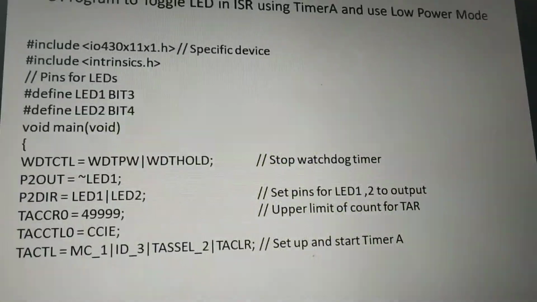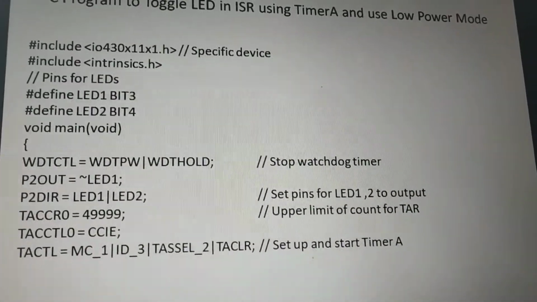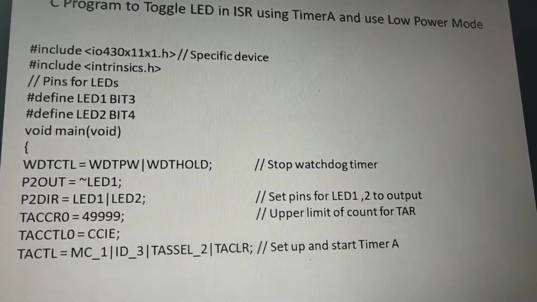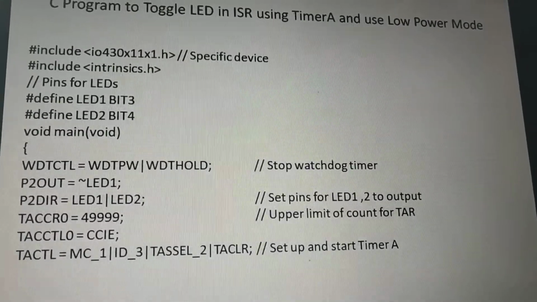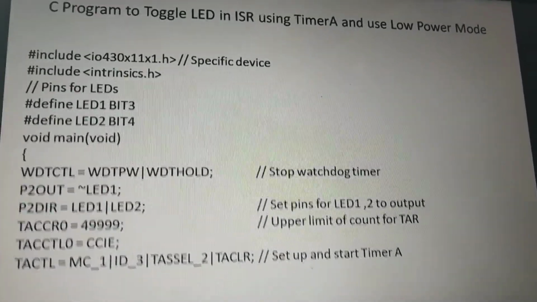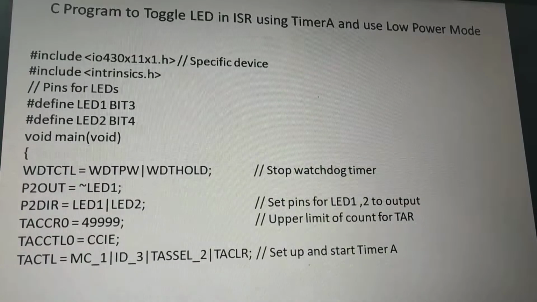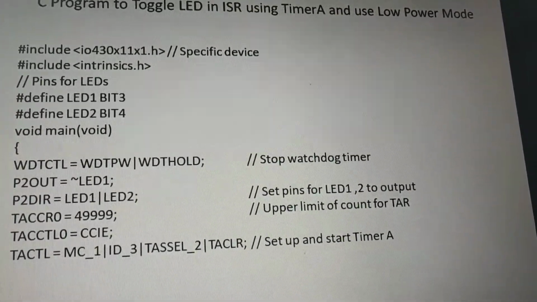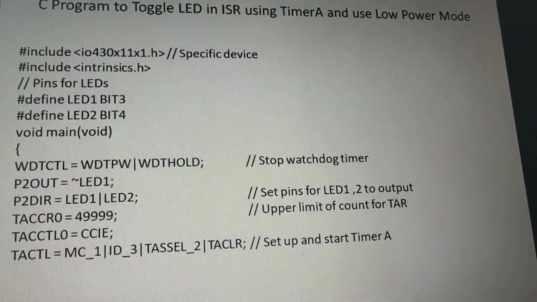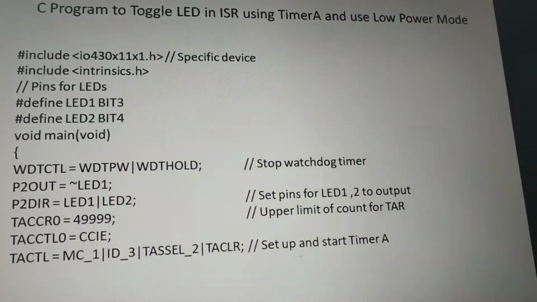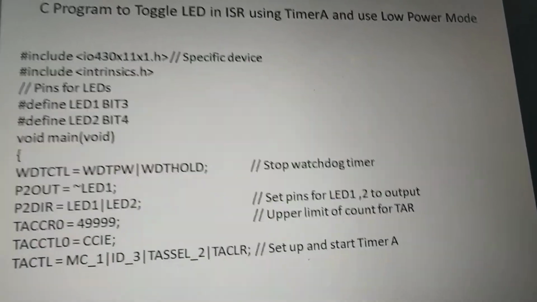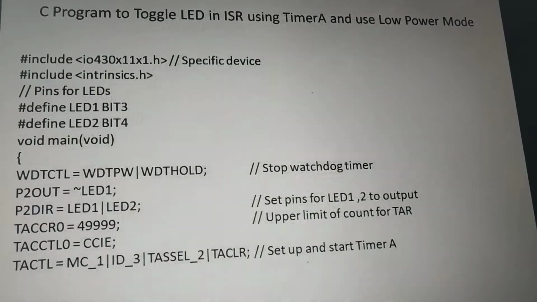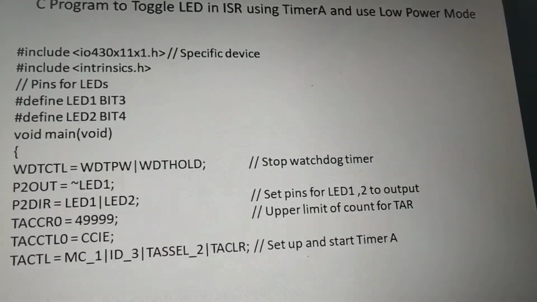We start the main program. WDTCTL is equal to WDTPW, that's a password, OR with WDTHOLD. So you're holding the watchdog timer. You do not require the watchdog timer. Now what is P2OUT? So we are going to connect the LEDs to the ports. So here it is port 2. When you're doing the program, I would suggest you use port 1. So make all the 2's as 1. So you can use P1OUT and P1DIR instead of P2OUT and P2DIR.